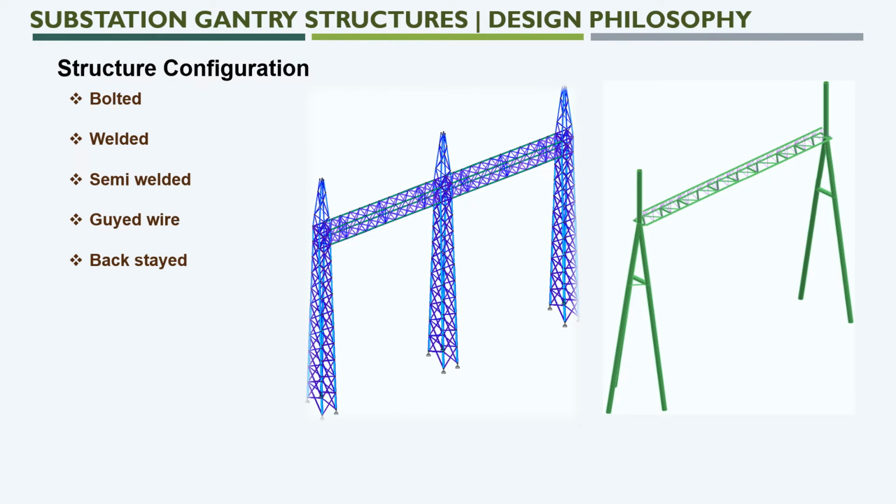Next one is the structure configuration. These are the basic structural configurations for any substation project. Bolted, you can see in the left hand side picture or center picture. This blue color structure is an illustration of the bolted structure configuration, where all the bracings, diagonal bracings and horizontal bracings are connected using bolts. Even the splice of leg members is connected by bolt. The girder connections are also done with bolts.